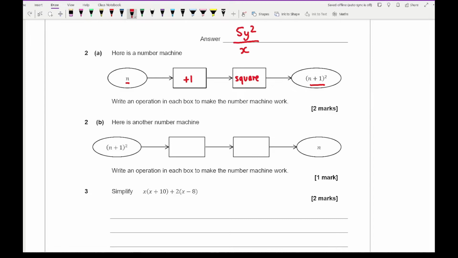Then with question 2b, it says here is a number machine. Now for this, what we want to try and do is get n the subject. So here you might think to yourself, well, I need to do the bracket first, but it isn't. We actually need to get rid of the square first. So first thing we want to do is square root. And then once we've got that, we then want to take away 1.